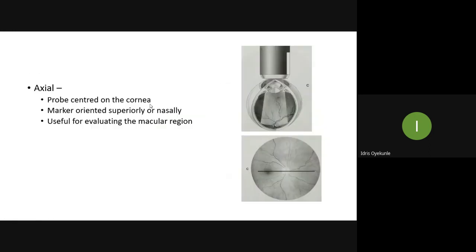In the axial, the probe is centered on the cornea. Usually the marker is oriented superiorly. But if you want to do a horizontal axial measurement, then the marker has to be oriented nasally. And you can also use it so it captures the optic nerve and the macular region as well.